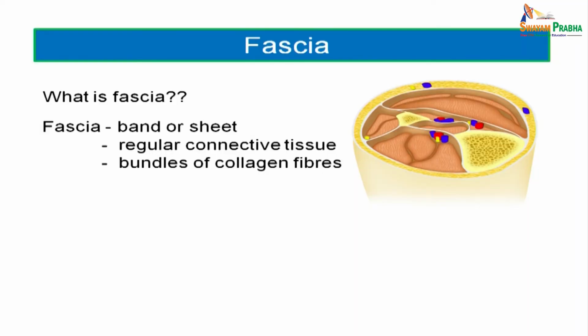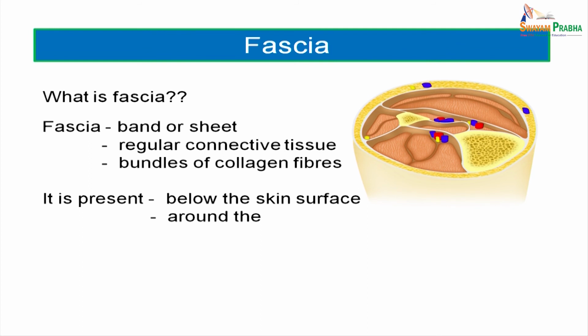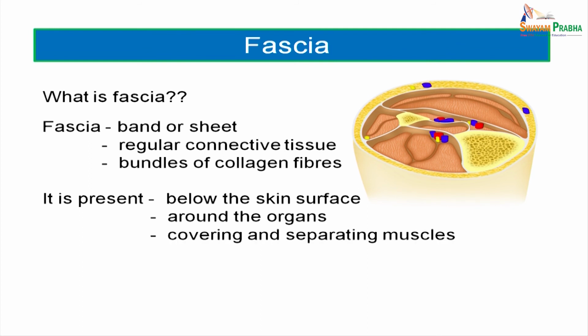So, fascia is nothing but a band or sheet of regular connective tissue, and it has many bundles of collagen fibers. So, it is present as a band or a sheet of connective tissue zone, which is made up of predominantly collagen fibers. And where is it present? It is present beneath the skin, then it is present around the organs, and it also is present separating the different muscle fibers.